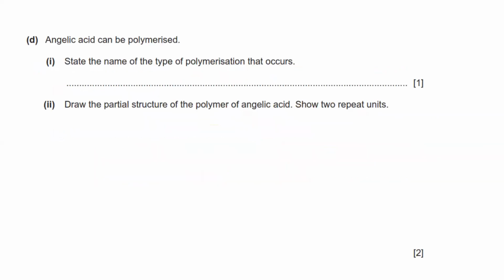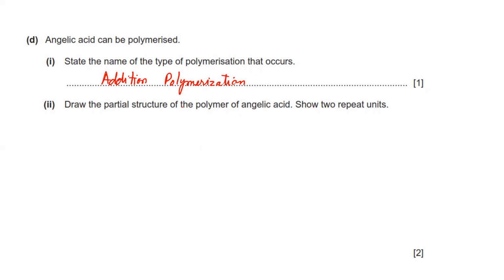Okay. Then part D, it says angelic acid can be polymerized. State the name of the type of polymerization that occurs. So when you polymerize the angelic acid, it is the addition reaction or addition polymerization. Then it says draw the partial structure of the polymeric angelic acid. Show two units.